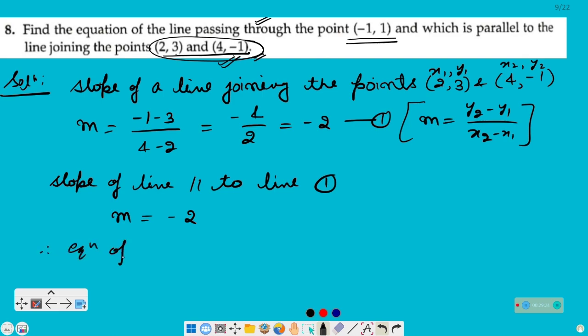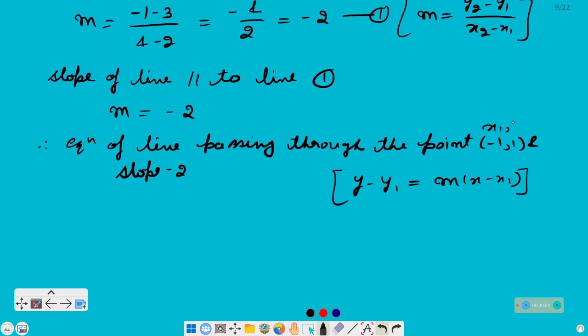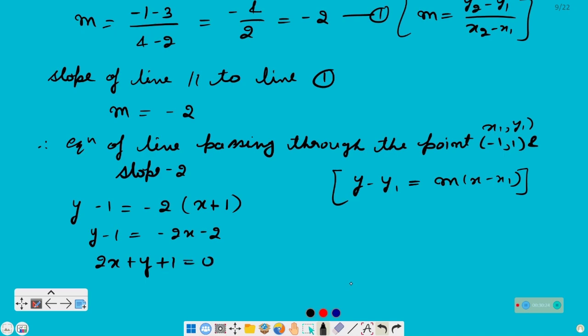Therefore, equation of a line passing through the point -1, 1 and slope -2. y minus y1, put the values, m is -2, x minus x1, x1 is -1. 2x plus y plus 1 is equal to 0.